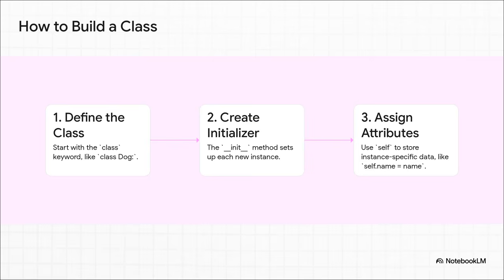And you know what? Building your first class is actually pretty straightforward. It's really just 3 steps. First, you define the blueprint with the class keyword. Second, you create the special __init__ method. That's the function that runs every time you create a new object. And third, you use that self keyword to attach the data, like name and age, directly to the object you're creating.